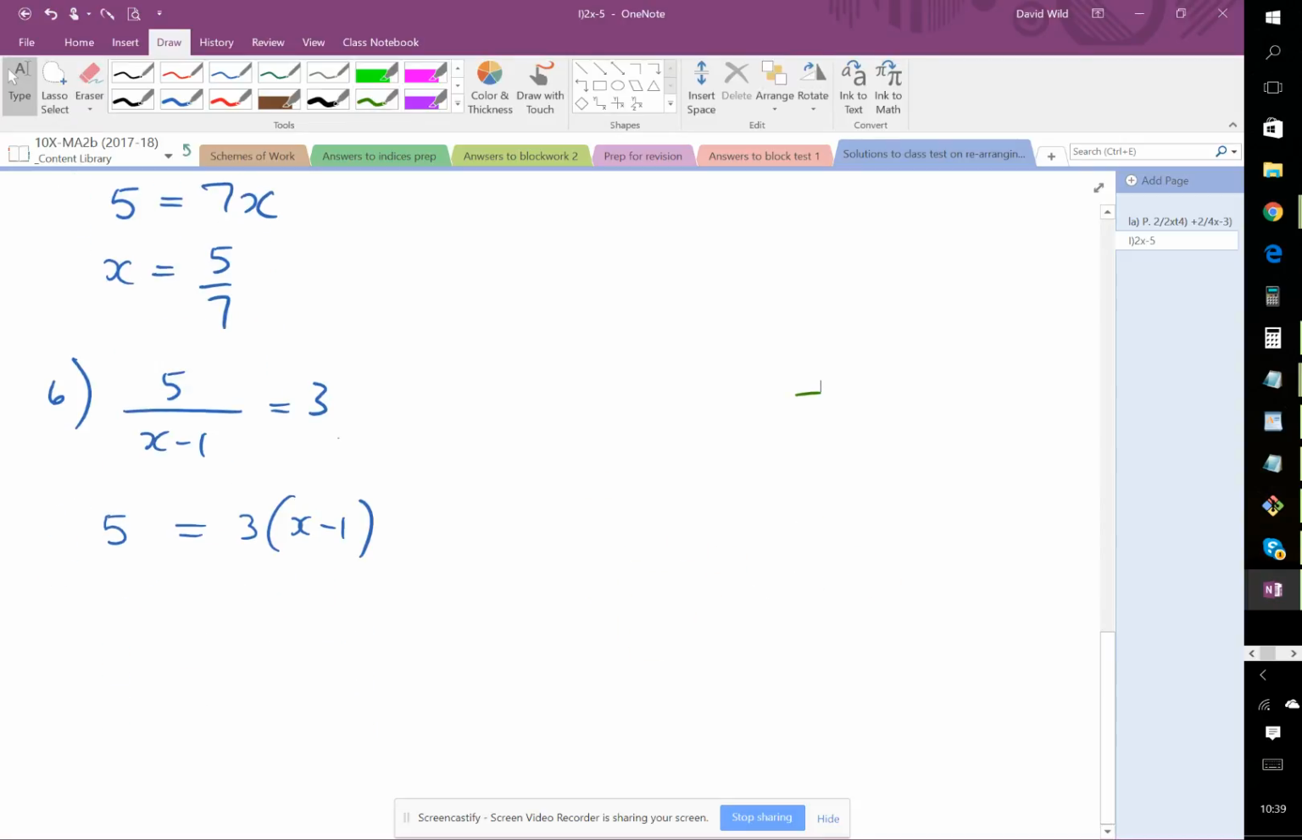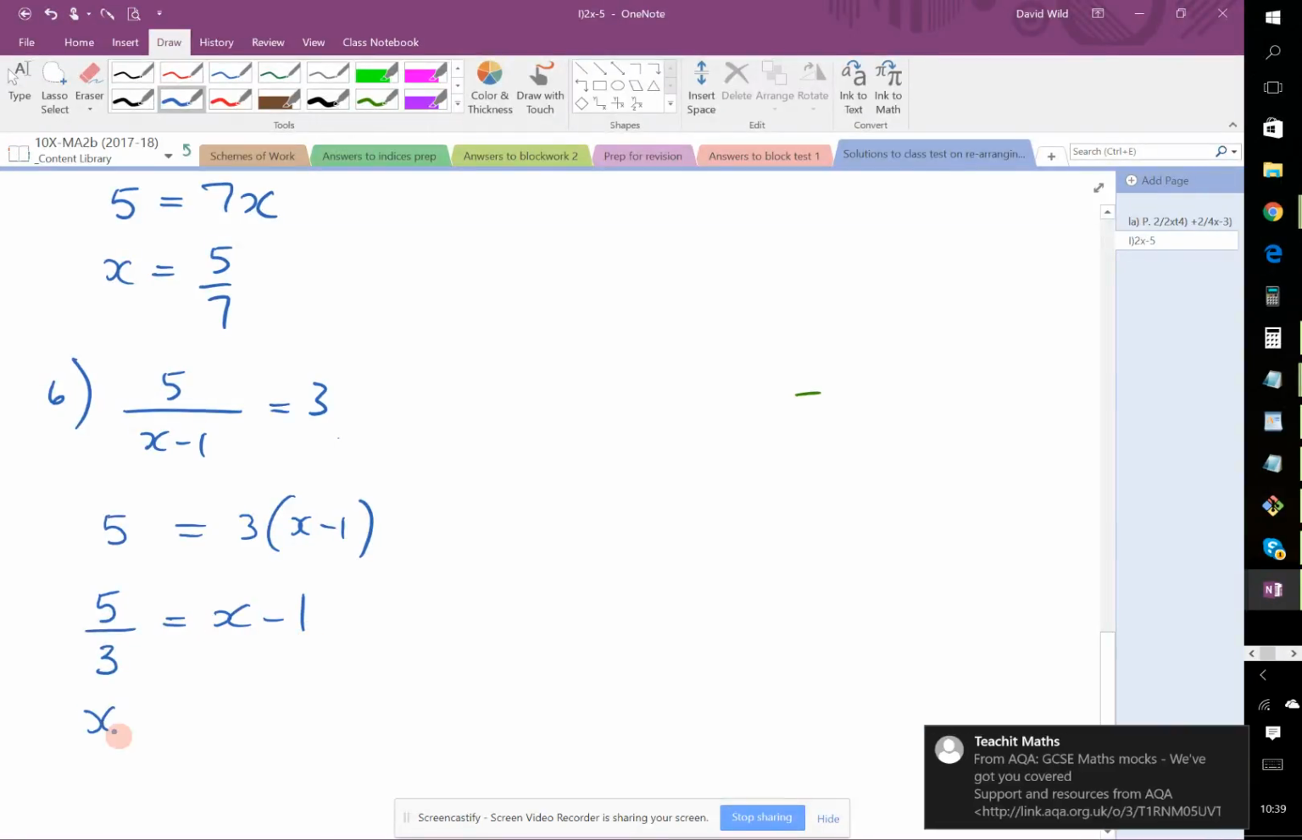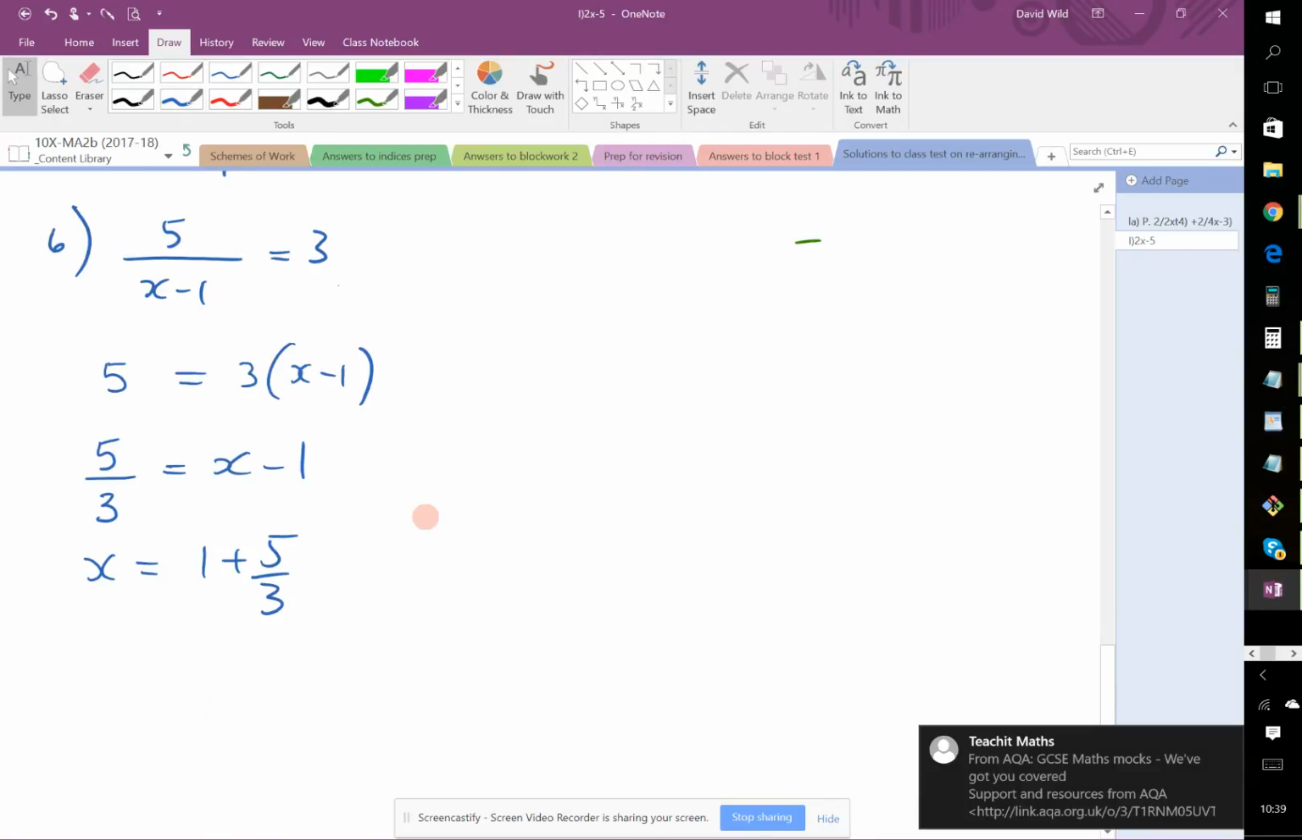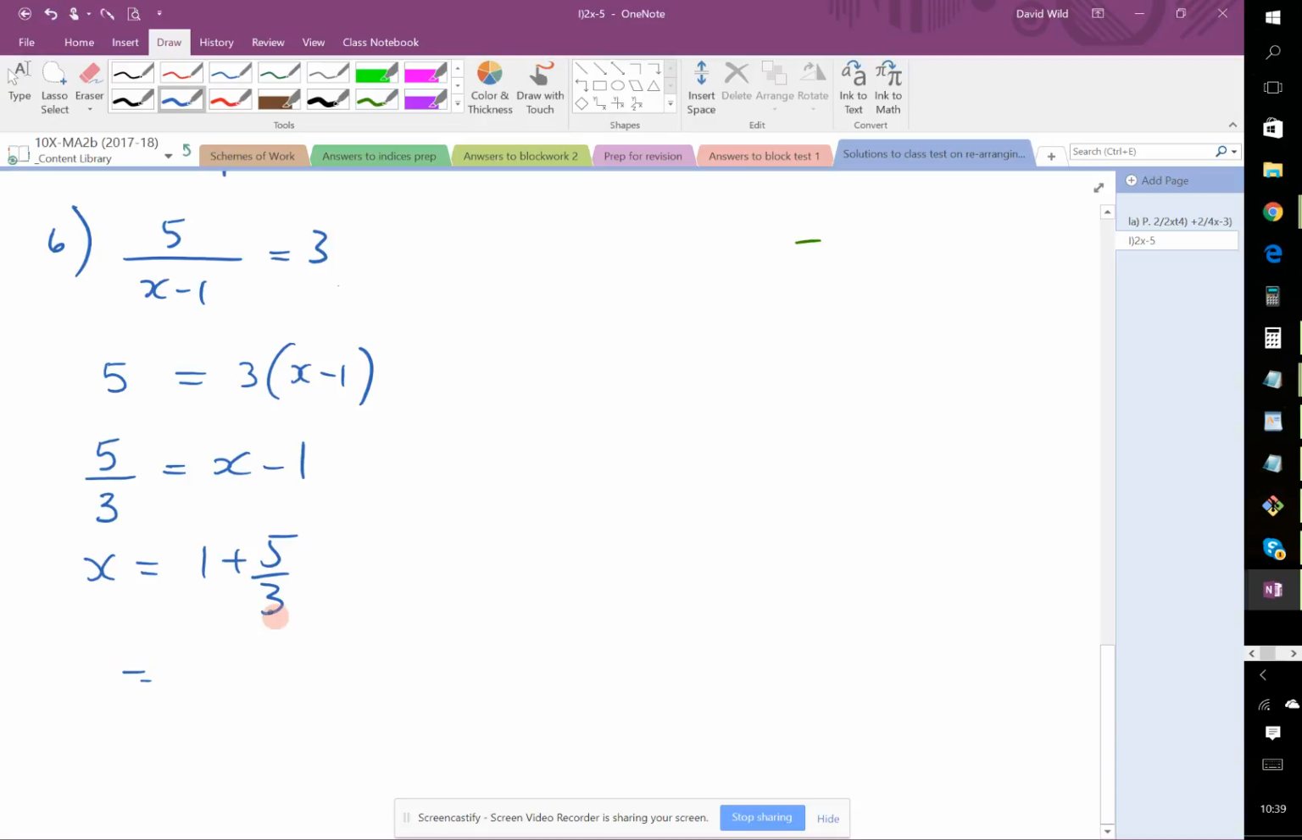Right, so then we can divide both sides by 3 and add 1 to both sides. Okay? So now we can convert 1 into thirds. That's 3 thirds plus 5 thirds, which is 8 thirds.